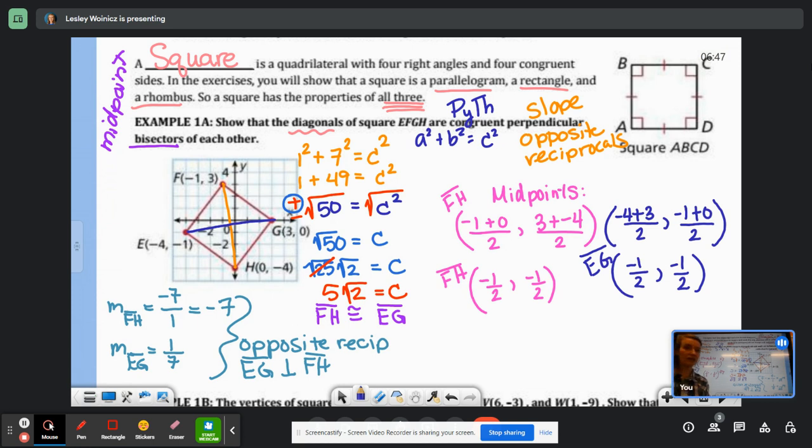So these two diagonals are intersecting each other at their midpoints, so they bisect each other. So I can mark it like that.